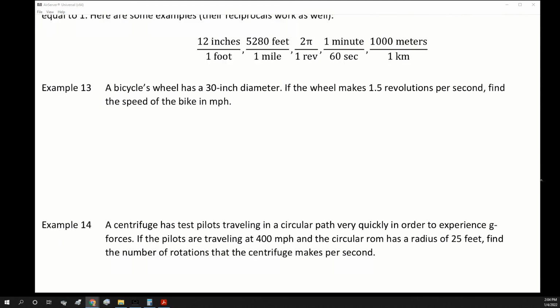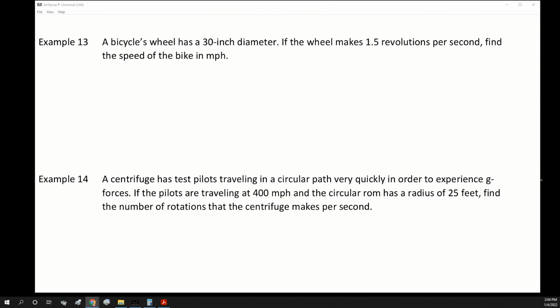So for example 3, a bicycle wheel has a diameter of 30 inches. If the wheel makes 1.5 revolutions per second, find the speed of the bike in miles per hour. All right, so we know the diameter, which means we also know the radius. And then it tells you that the wheel makes 1.5 revolutions per second. That is an angular velocity.